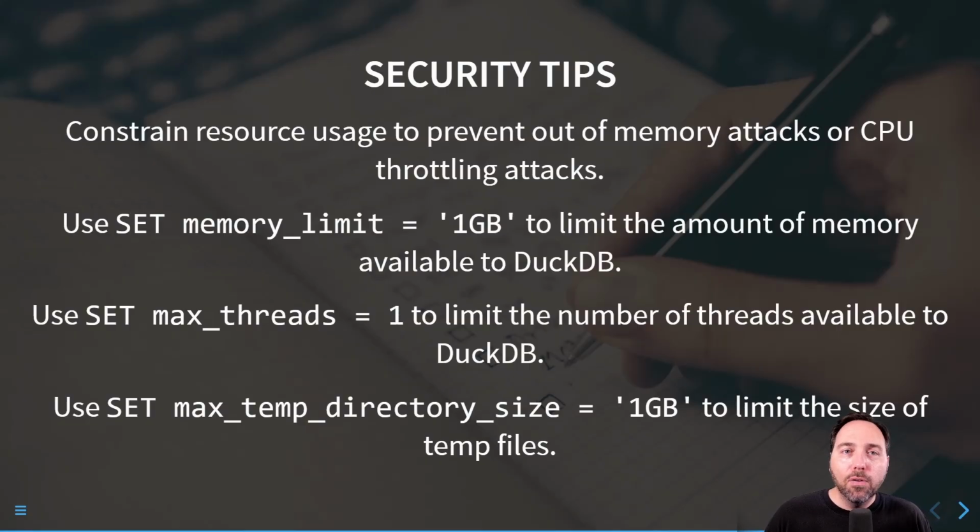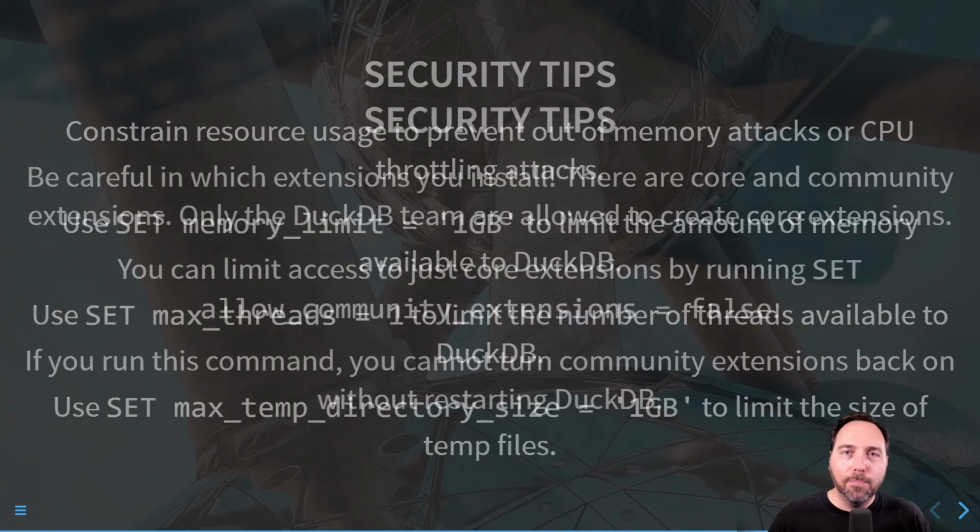A couple of security tips. We do want to set memory limits, maximum number of threads, and temp directory size. This way you can prevent an out-of-memory attack or a CPU throttling attack. So I can set the max number of threads. 1 may not be the correct number. Maybe memory limit, we might set it to 5 gigs, 4 gigs, 12 gigs. Basically, a number that is small enough that it's not going to overwhelm whatever computer we're running this on. Maximum threads, number of CPU cores or fewer. Max temp directory size, limit the size of temp files and prevent running out of disk space. So do all 3 of those things and you'll prevent denial of service attacks via DuckDB.